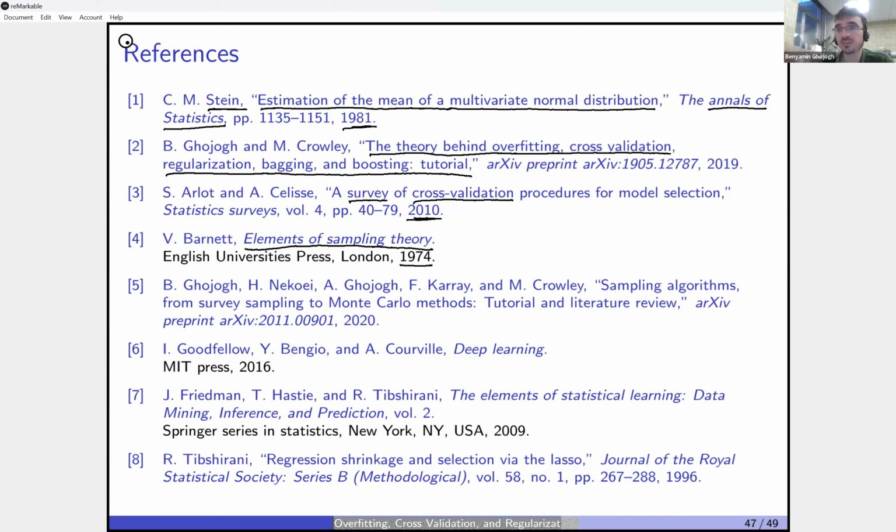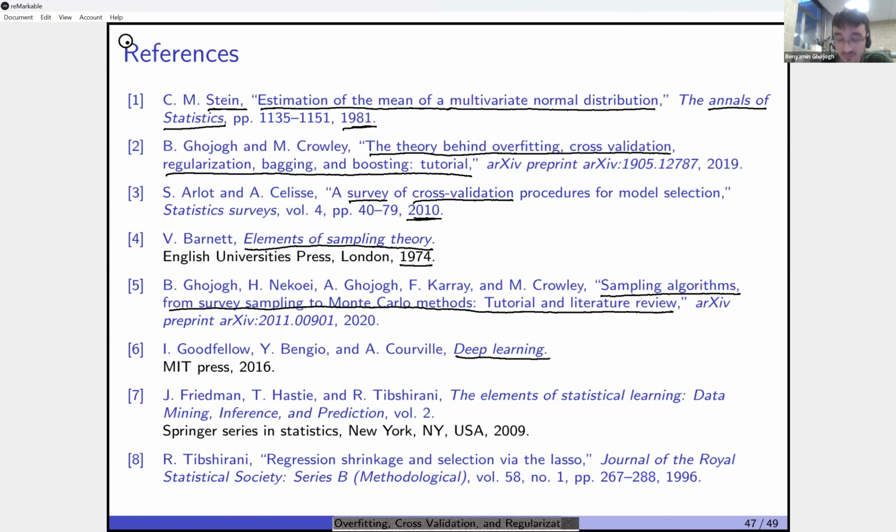Do you remember we talked about simple random sampling and stratified sampling? Also, we have written a tutorial, Sampling Algorithms: From Survey Sampling to Monte Carlo Methods, Tutorial and Literature Review. That also talks about simple random sampling, stratified sampling, Monte Carlo sampling, etc. There is a course, deep learning. There is the book Deep Learning by Goodfellow, Bengio, and Courville in MIT Press. That also discusses some of the topics we mentioned here, such as regularization.